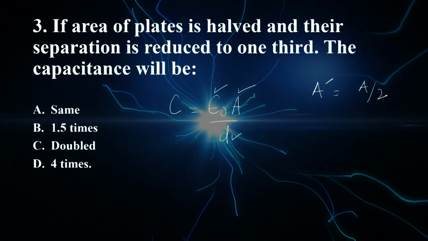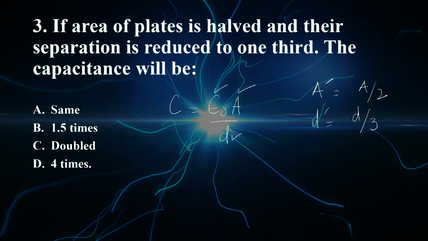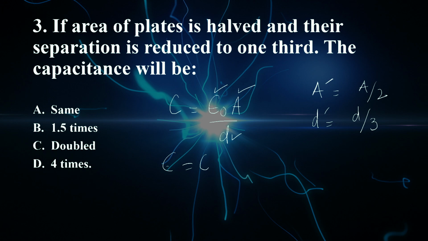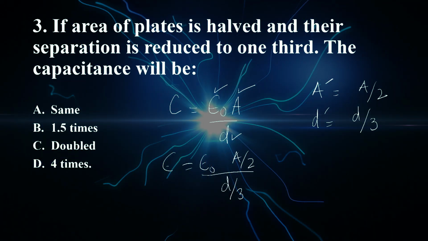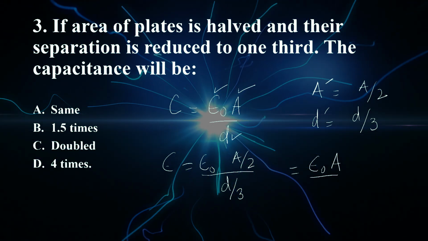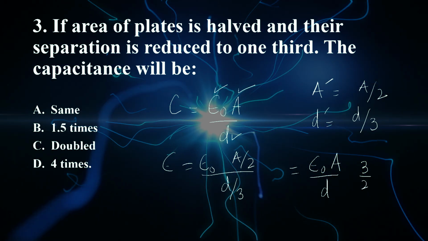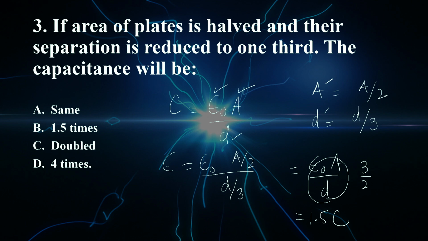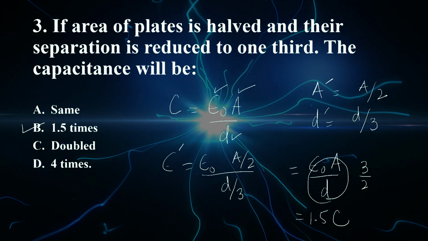and the separation is reduced to 1/3, then in the above equation, the capacitance will be, okay, so C is equivalent to epsilon naught A by 2 and D by 3. If I rewrite this equation, it will become C equals epsilon naught A over D, times 3 by 2, and 3 by 2 is equivalent to 1.5, and this is again the formula of capacitance. So it is 1.5 times.